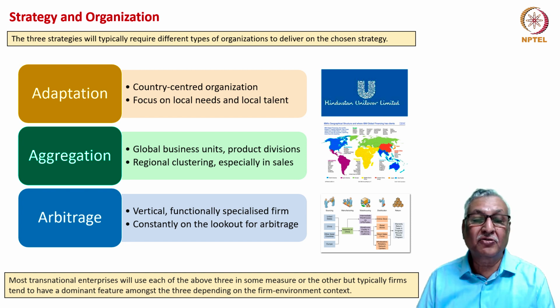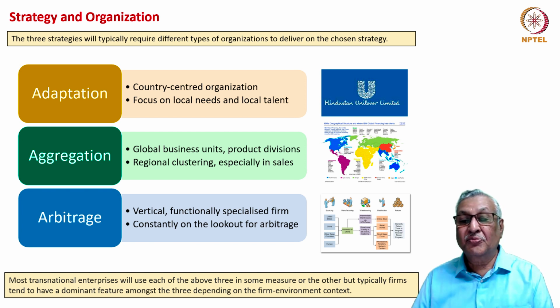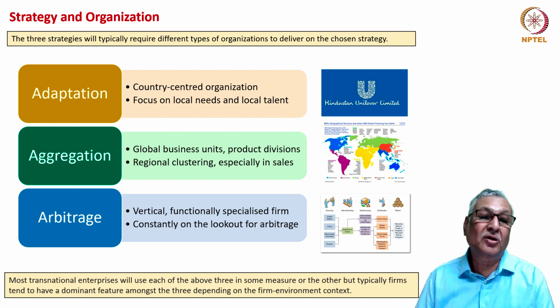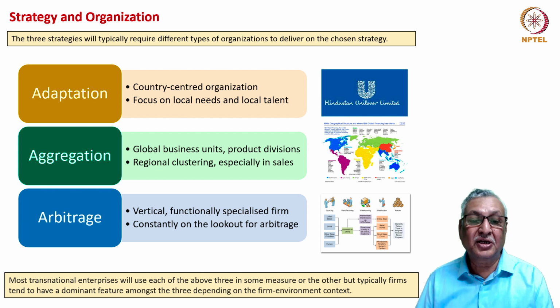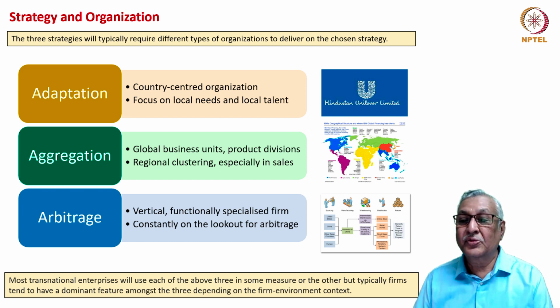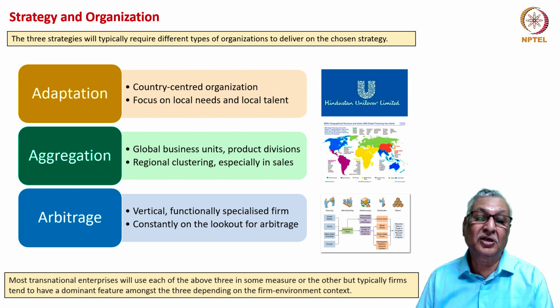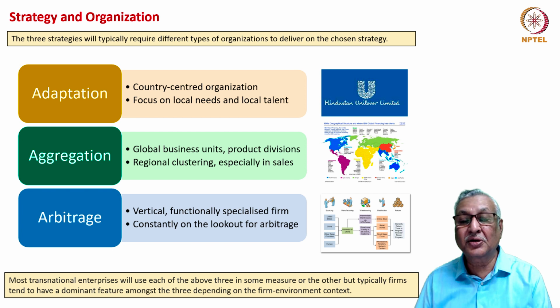Aggregation, that is creation of global units, creation of product divisions, is a very important organizational step for aggregation that enables regional clustering, especially in sales. IBM is a great example of how geographically the operations can be structured and how competencies and competitiveness can be developed out of such global business units and product divisions.